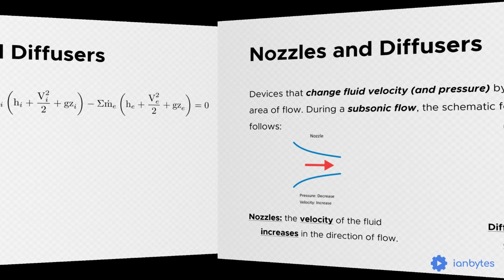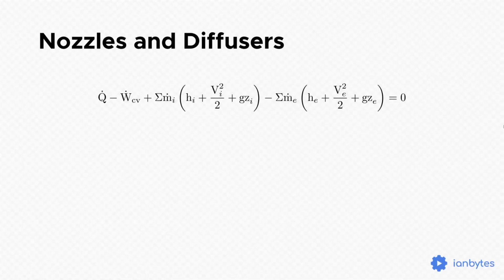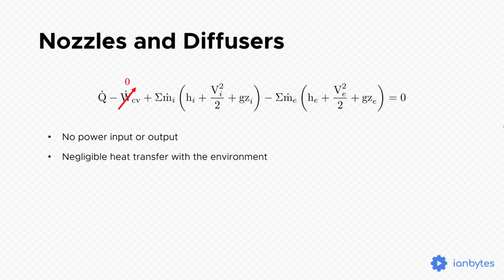Now, let's derive the governing equation for nozzles and diffusers. Una sa lahat, ang nozzles and diffusers ay hindi nangangailangan ng power input at hindi rin naman sila nagpo-produce ng power output. Therefore, W dot CV will then be equal to 0. We can also assume na walang heat transfer ang nozzles and diffusers with the surroundings. So, pwede nating i-drop na lang ang Q dot from our equation.